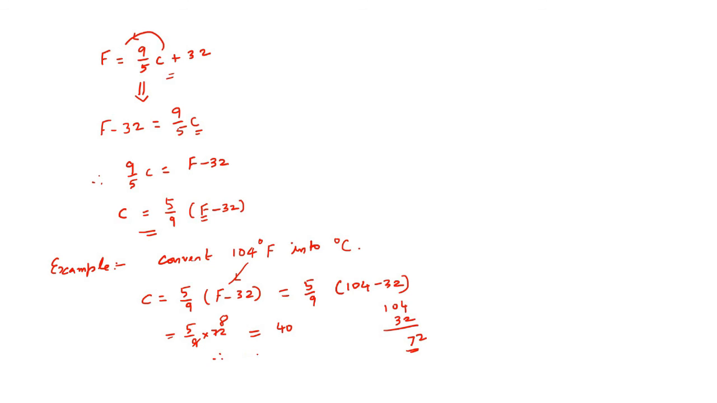Therefore the answer is 40 degree C. That is, 104 degree Fahrenheit is equal to 40 degree C, is the final answer. Have you understood this? Okay.